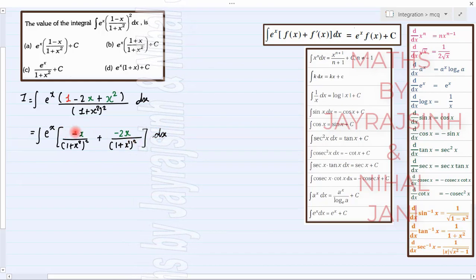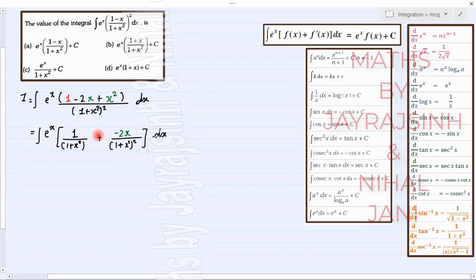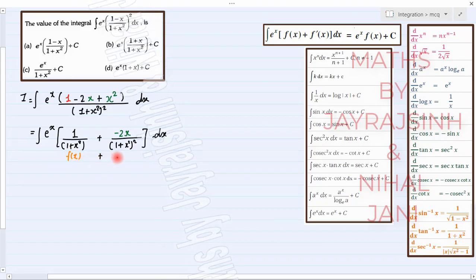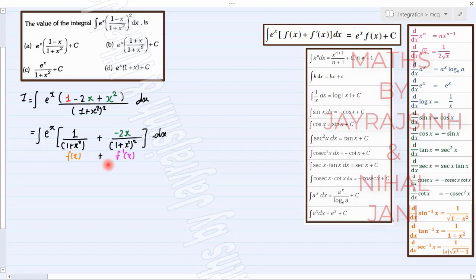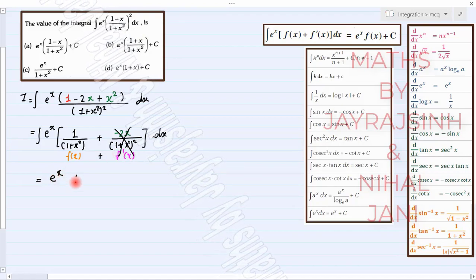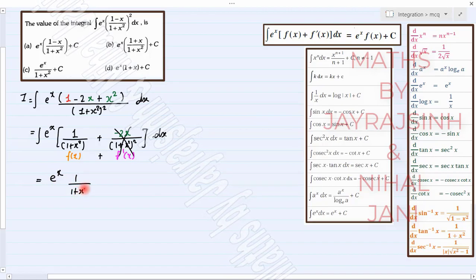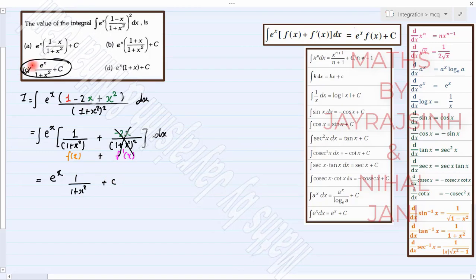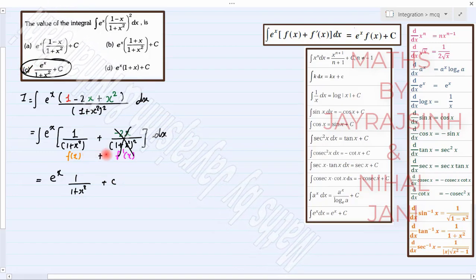Now here we can cancel out 1 power of (1 plus x square). So we will get 1 upon (1 plus x square) plus minus 2x upon (1 plus x square) the whole square. And if we select 1 upon (1 plus x square) as f(x), we will get its differentiation in the second term. So to integrate this term, you just have to neglect f dash x, and your final answer will be e raised to x into 1 upon (1 plus x square) plus c, which is given in option C. Ta-da!